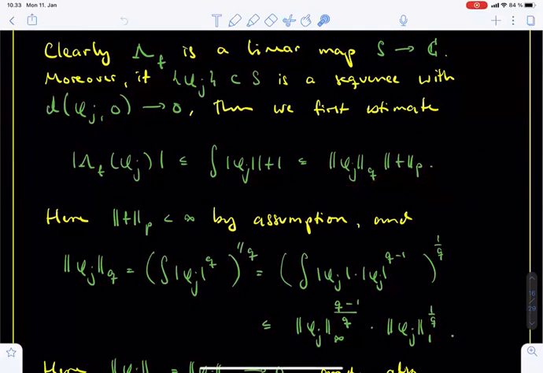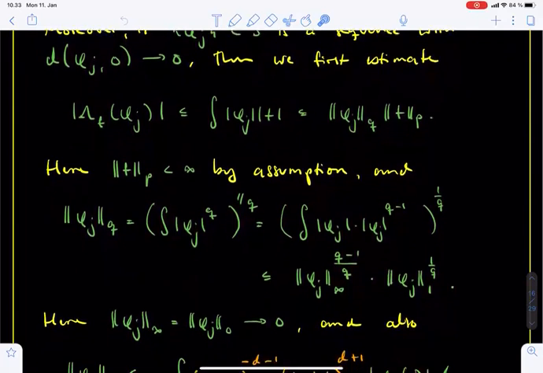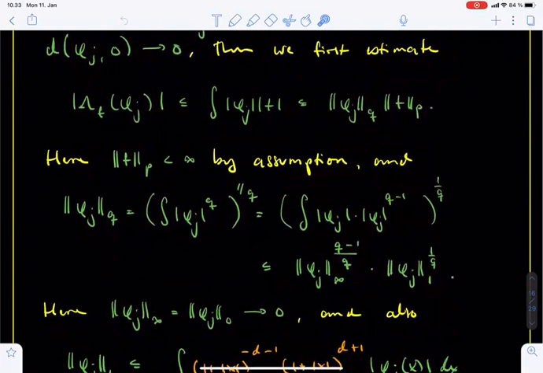To estimate the L^q norm of phi_j, we write out the definition, and then we decompose the absolute value of phi_j to the power q as the product of the absolute value of phi_j times the absolute value of phi_j to the power q minus 1. In this expression, we simply estimate the second factor by its L infinity norm.